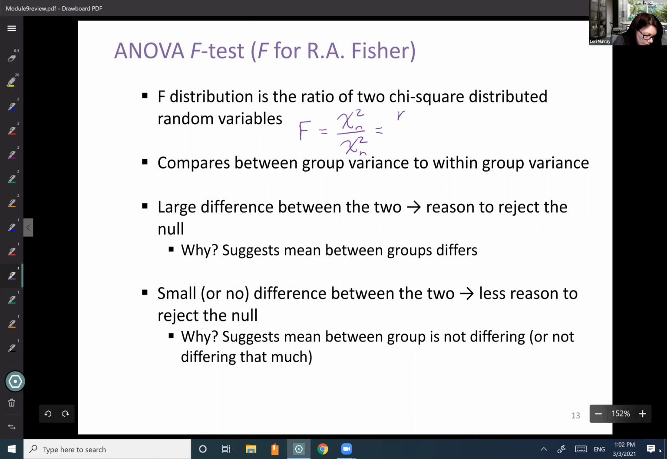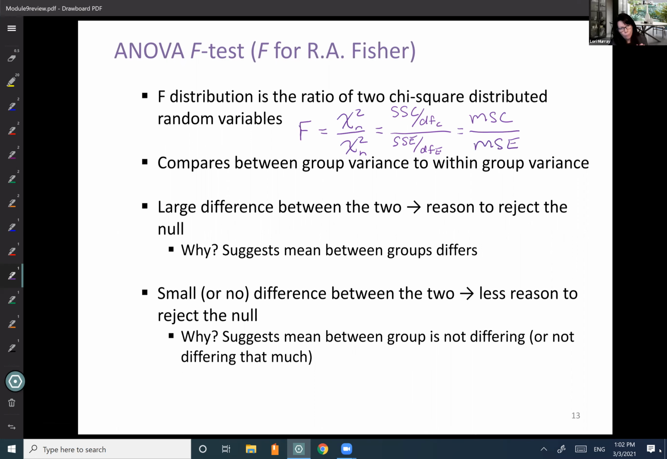And for the ANOVA test, I can go even further. It's going to be the sum of the squares for the treatments divided by the degrees of freedom for the treatments, divided by the sum of the squares of the error divided by the degrees of freedom for the error, which equals the MSC, the mean square for the groups, divided by the mean square error.